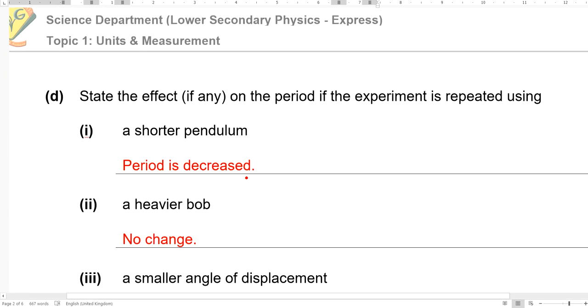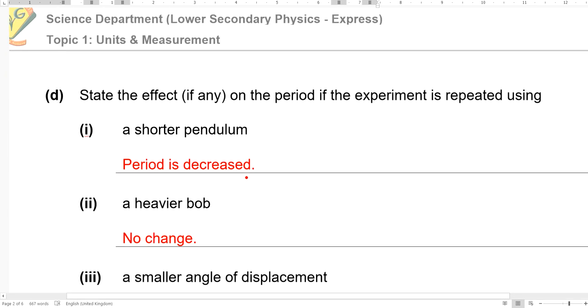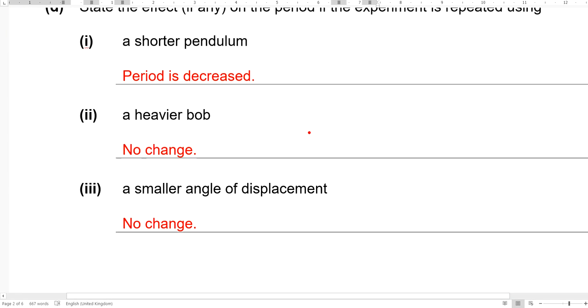Part 3, smaller angle of displacement. It sounds like very big words. It basically means the angle they move it to the side. So the pendulum, we move it to the side and then we release, right? So it swings and swings and swings. If I don't pull it so much, I pull a little bit only, how does the period change? Shorter? Longer? You'll be surprised that actually there is no change again.